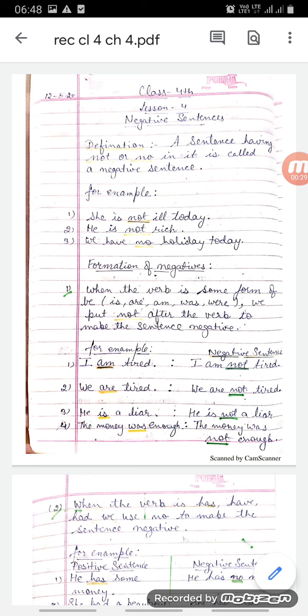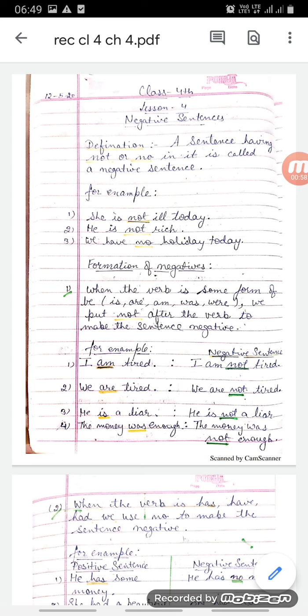For example, she is not ill today. Example number 2, he is not rich. Example number 3, we have no holiday today. All these examples are negative sentences as they are having not or no in them. Now we will learn how to form a negative sentence.